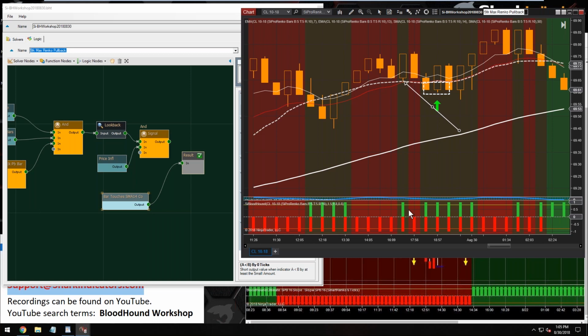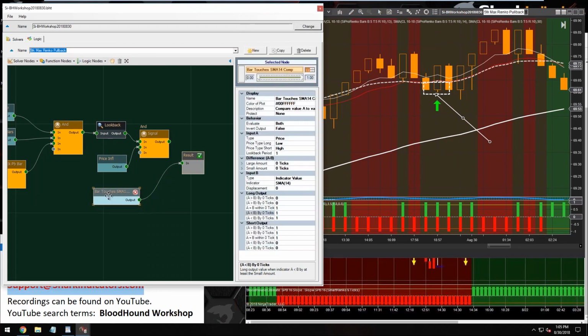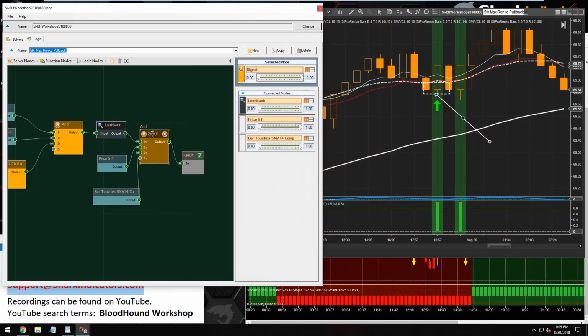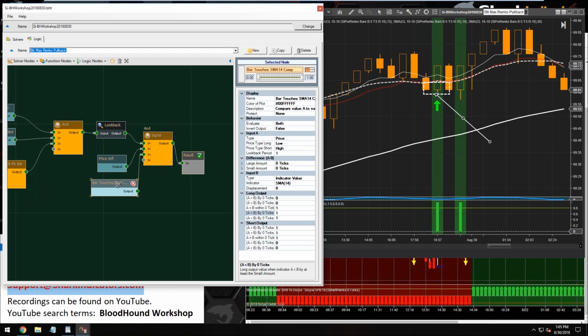So good. That's all we really care about, is where the long outputs are for the long setups. So we can ignore the short outputs, because the short outputs will get ignored since, remember, we're in this long trend here. And simply put, we just connect that right into this last AND, like so. There. All right.